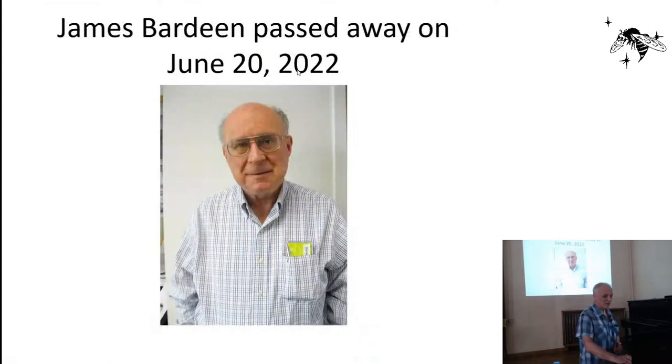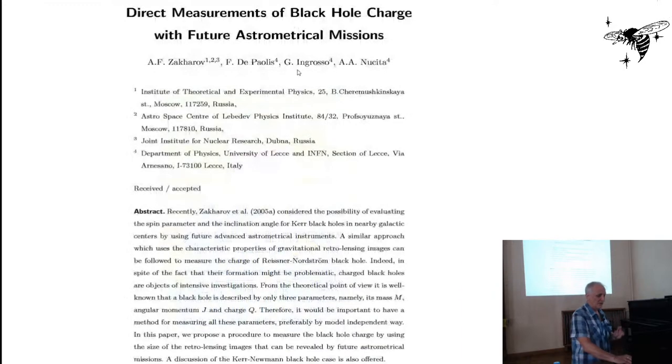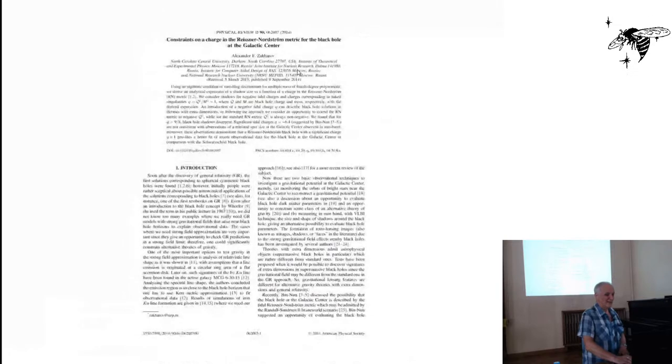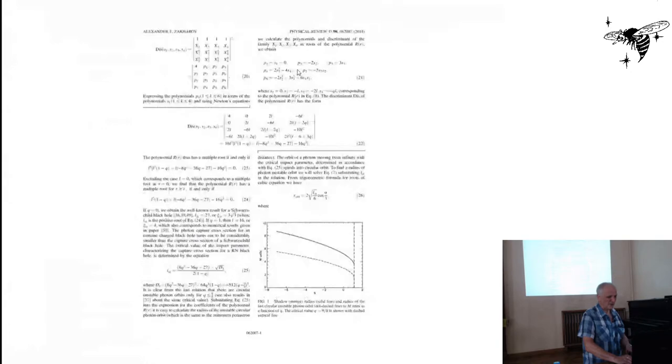James Bardeen passed away slightly more than a month ago. Also, an important thing is that for the Reissner-Nordström metric, there is an analytical expression, the size of the shadow as a function of charge. And we also presented these pictures. It was also generalized for the case of tidal charge.